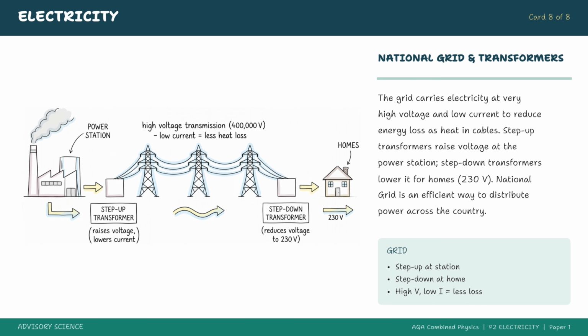Right outside your city, a step-down transformer reduces the voltage back down to a safe 230 volts before it enters your home plugs. When writing about this, never say transformers change the power or the electricity. You must state clearly that they change the potential difference and the current.